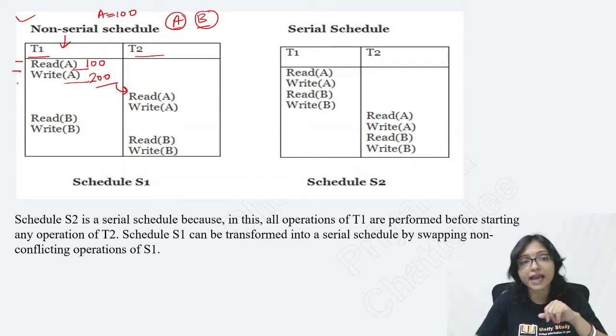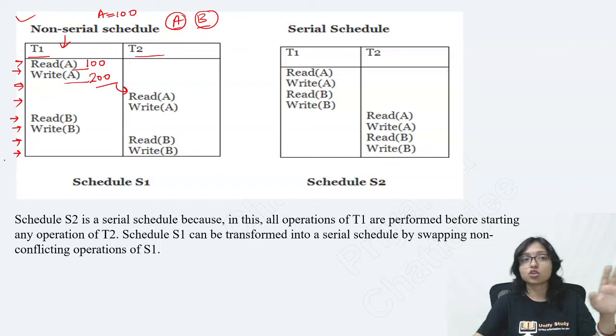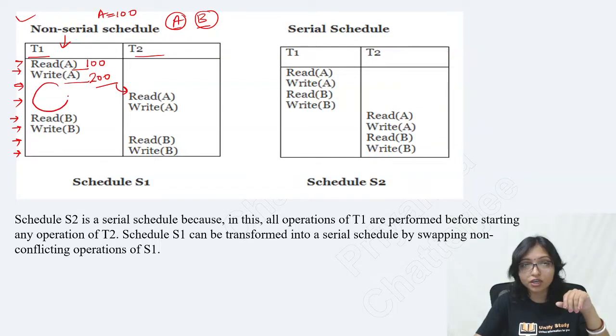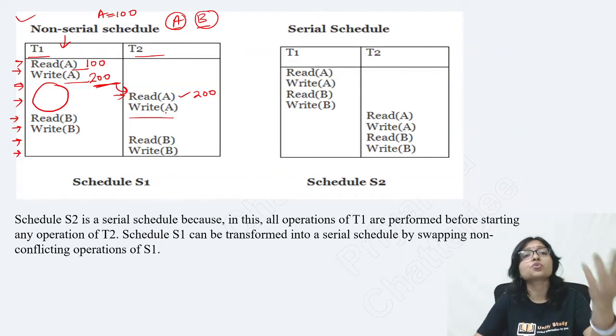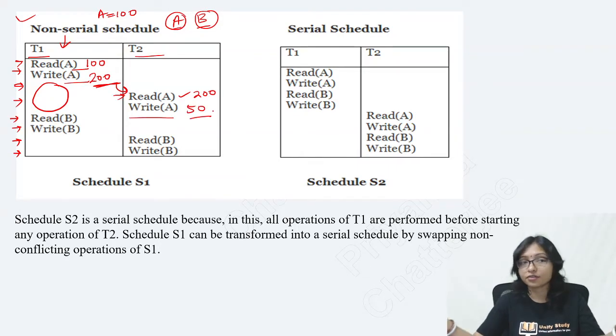It depends on the time. These are all the time slots: this is time 1, time 2, time 3, time 4, time 5. Here nothing is going on for T1, but at that time T2 is doing the transaction. So T2 is reading A. T2 will read the A value written by T1, that is now 200. Now maybe T2 withdraws 150. So now T2 will write 50.